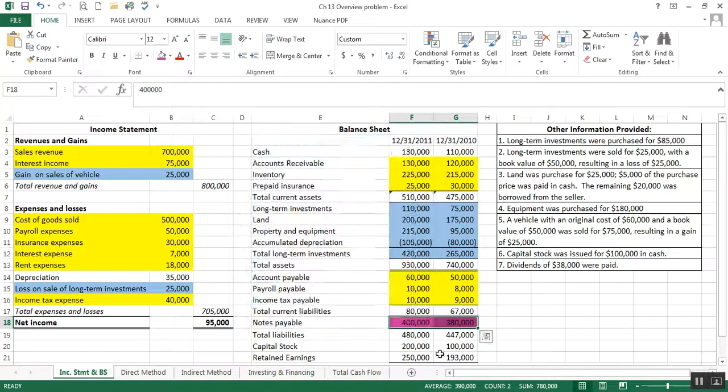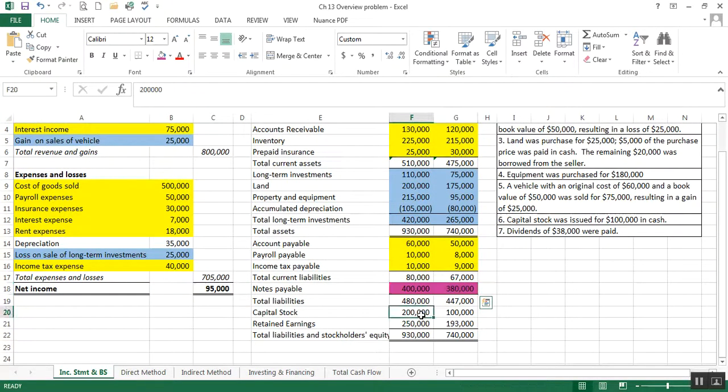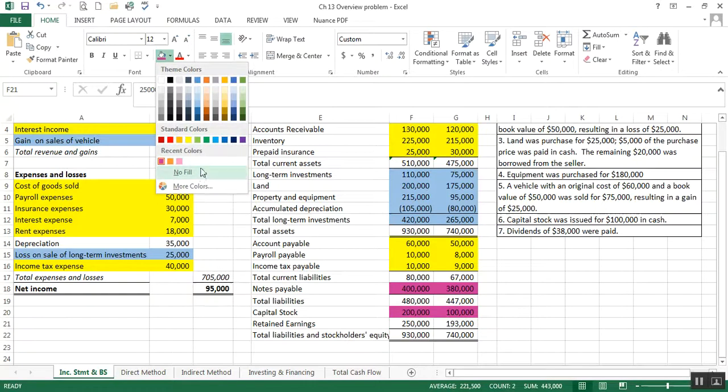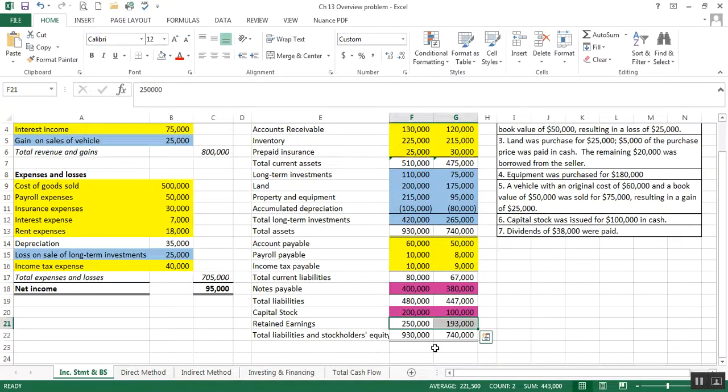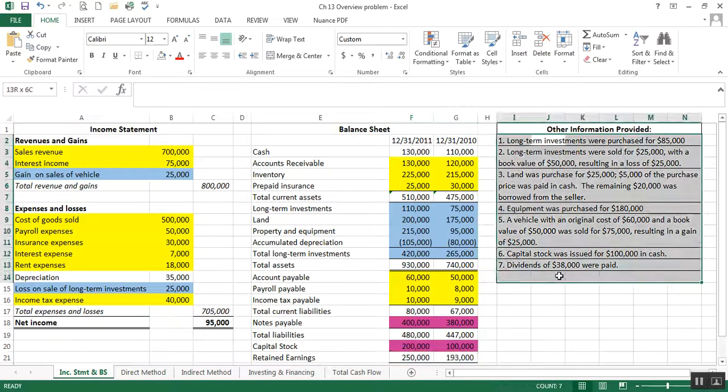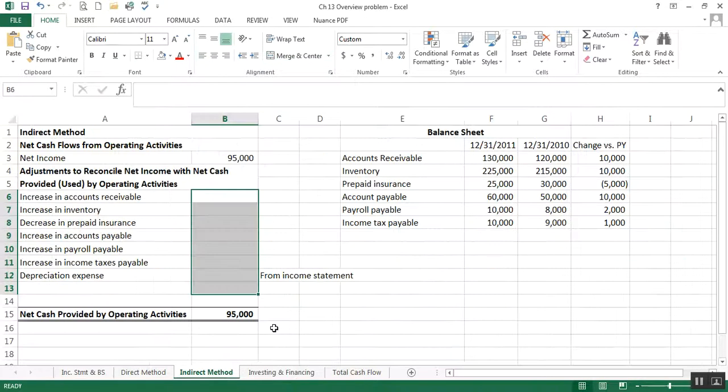Okay. And then capital stock and retained earnings are both financing. However, we don't need to do anything with retained earnings here necessarily because that's accounted for as part of net income. And then we'll go back to these in a little bit. So we've accounted for all of our operating activities. All right. Now let's do our indirect method.